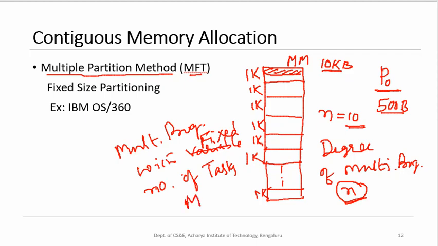So therefore this approach is also called MFT. Why is this called multi-programming with fixed number of tasks? So at any point of time you can only have 10 or less than 10 processes running concurrently. So that is fixed. This kind of approach is used by IBM OS 360, but this is an inefficient way of allocating the memory to the processes. Why? I'll tell you in the later slides.